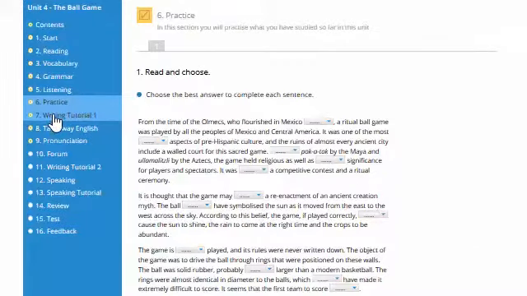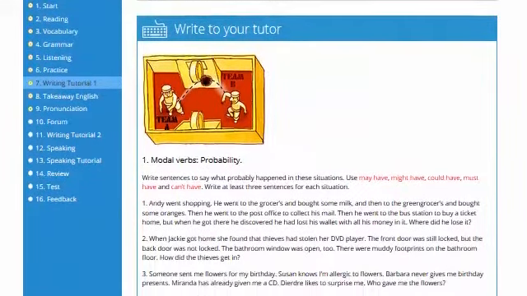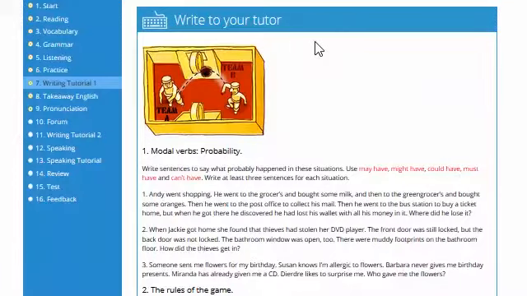In writing tutorial 1, the students see for the first time that they need to interact with their tutor. They are instructed to produce a piece of writing which puts into practice language which they have worked on in the grammar and vocabulary sections.